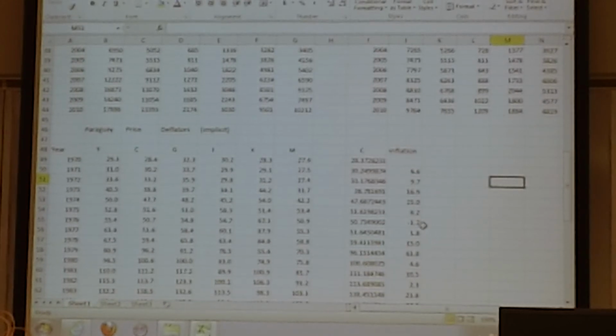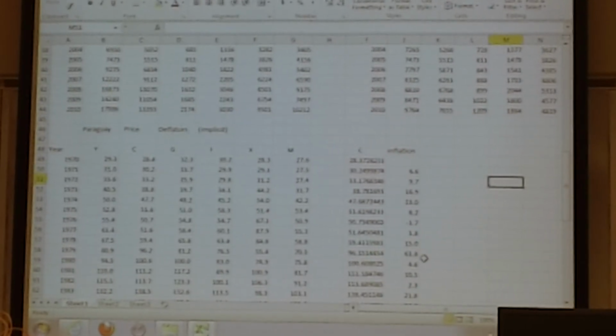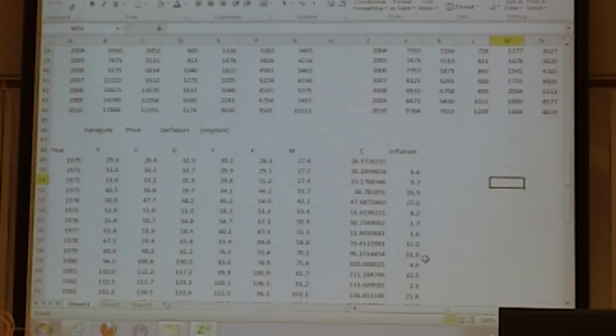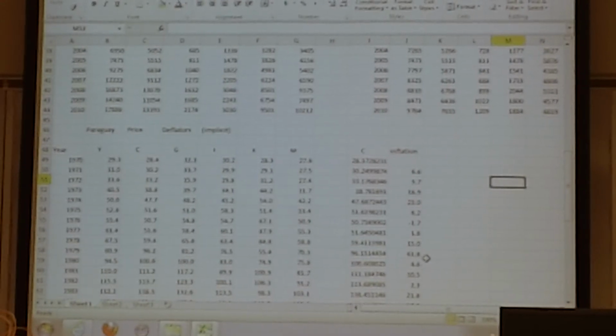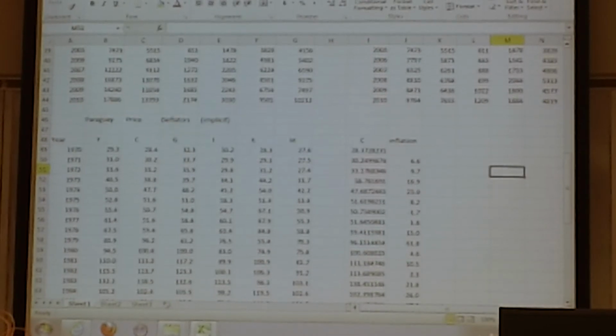All right. Then at plus 1.8. Then back up to 15%, and then up to 61.8%. So you can imagine the citizens living in this country with this price fluctuating here, very unstable. Then back down to 4.6%, 10.5, 2. Then back up to 21%.